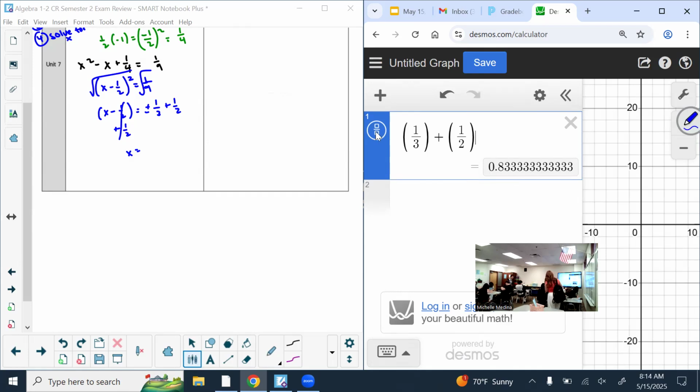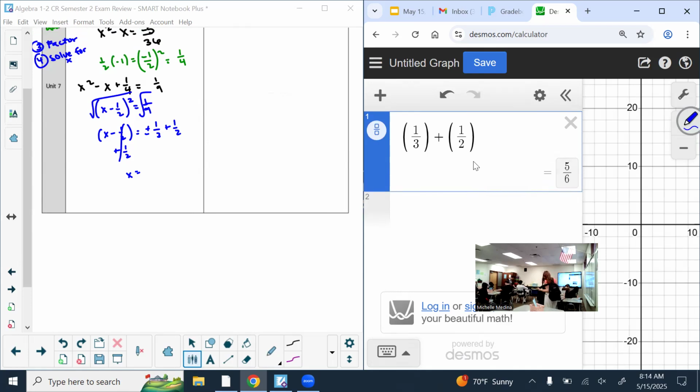But here's one of the answers that they said it'd be 5/6. And then the other one I get from doing the -1/3. There's the other one.